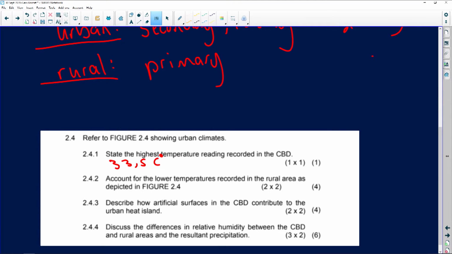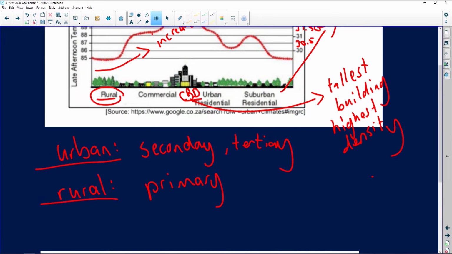Now, if you look at 2.4.2, account for the lower temperatures recorded in the rural areas depicted in figure 2.4. Now, I've already mentioned the first thing that's standing out is the trees.